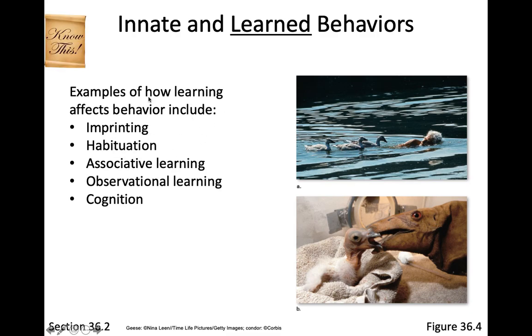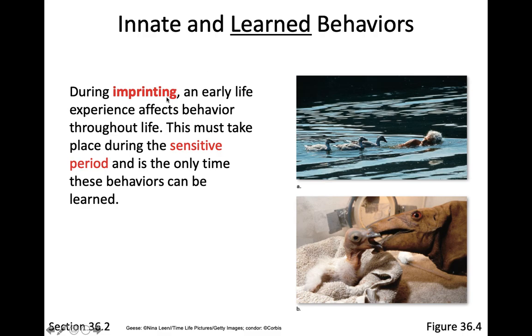Now, these are the different types of learning and learned behaviors, different types of ways that organisms can learn things. So imprinting. Now, this is the example of the birds. Imprinting has to take place during something called a sensitive time period. Sensitive time periods occur during an organism's life when their brain is very flexible. It's going to be growing quite rapidly. Lots of connections are going to be formed.